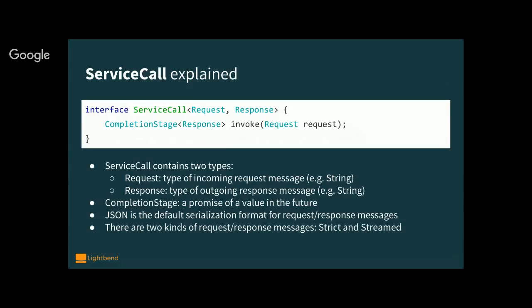Now, the service call in and of itself takes a request and it will return a response. You'll see the completion stage, if you're familiar with futures. The idea, again, is this is asynchronous and non-blocking. So when the API returns a promise, that value might not be completed yet, but the promise essentially is that at some point in the future, you will get a response back.